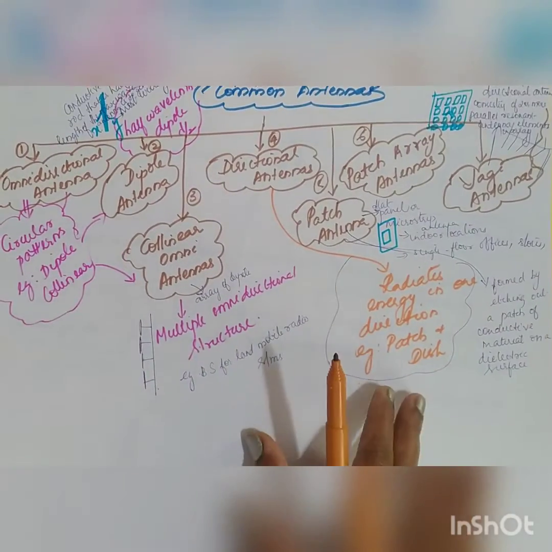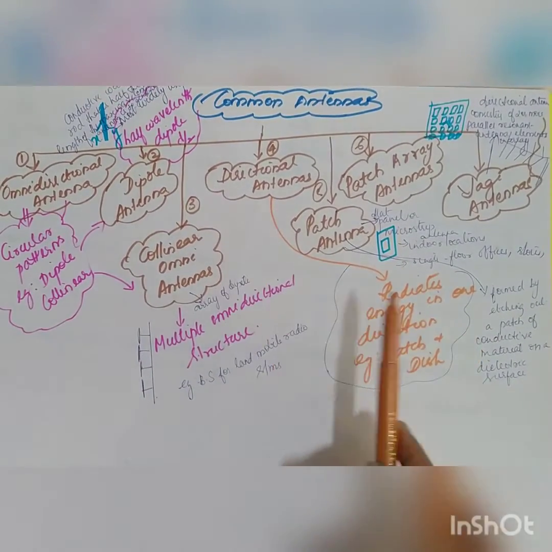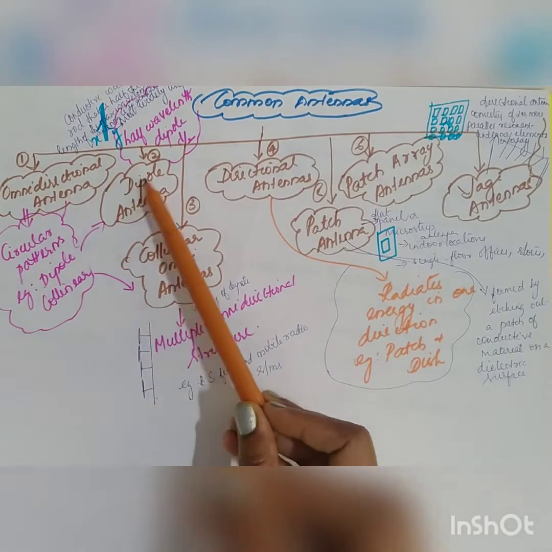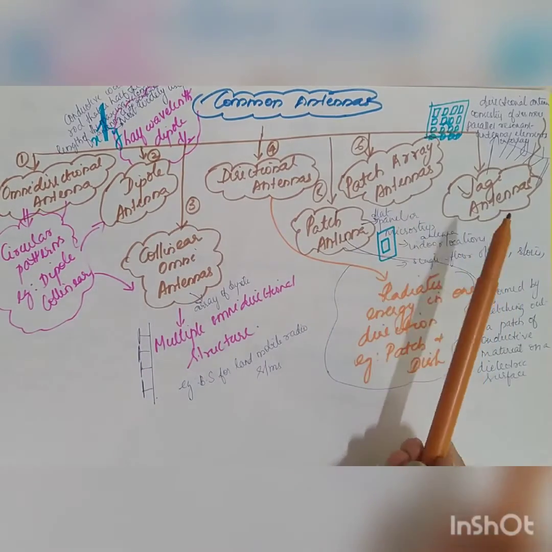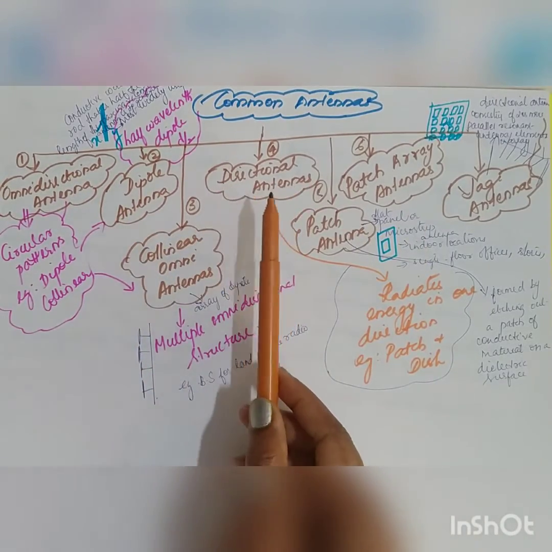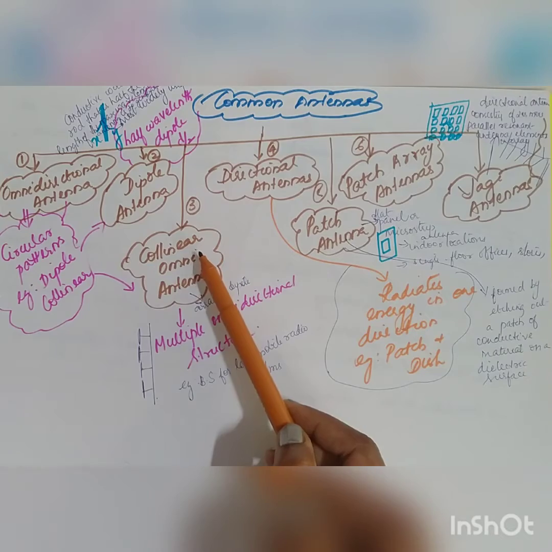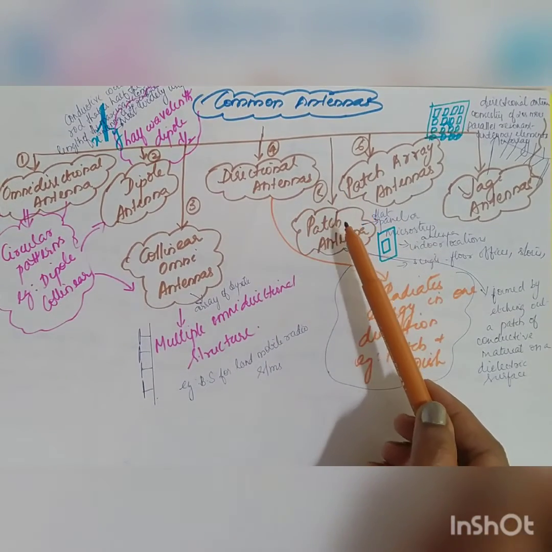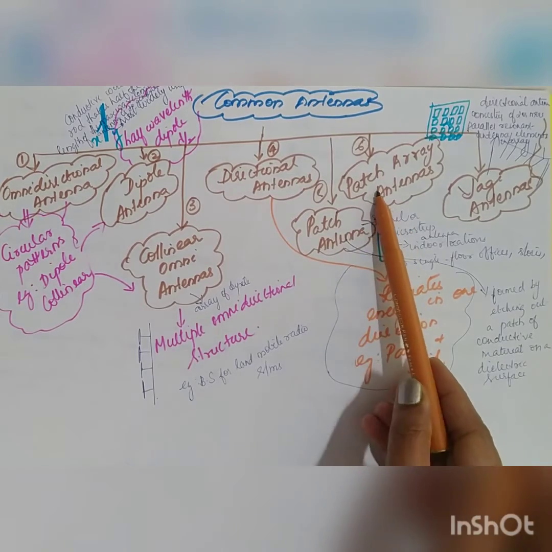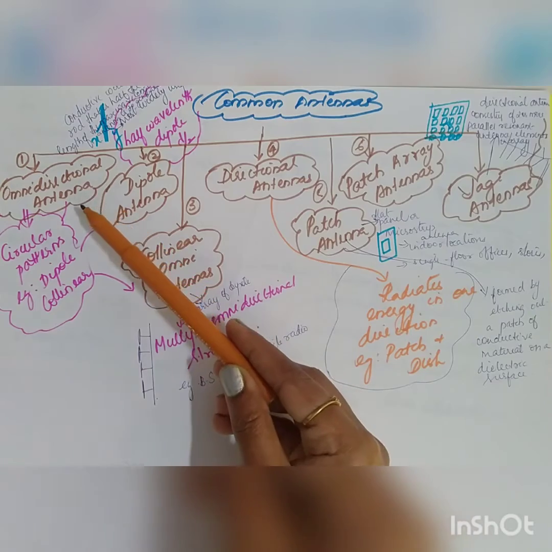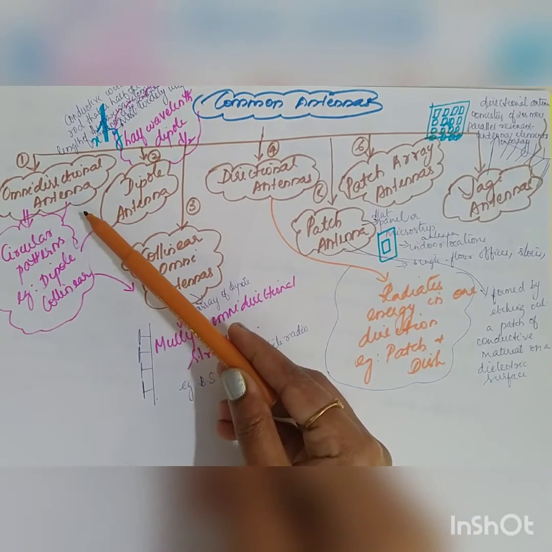The next topic in your syllabus is the common types of antennas present. You are going to study different common antennas. One is your omnidirectional antenna. Second one is your dipole antenna. Third one, collinear omni antennas. Fourth one, directional antennas. Fifth one, patch antenna. Then patch array antenna. And finally your Yagi antenna. So the first one you're going to study is your omnidirectional antenna.